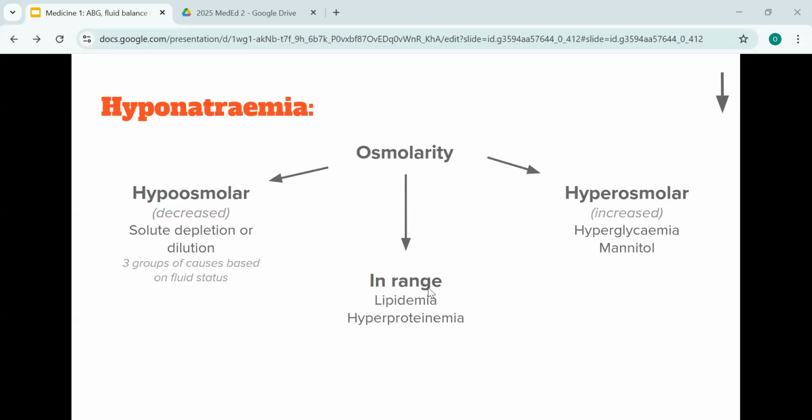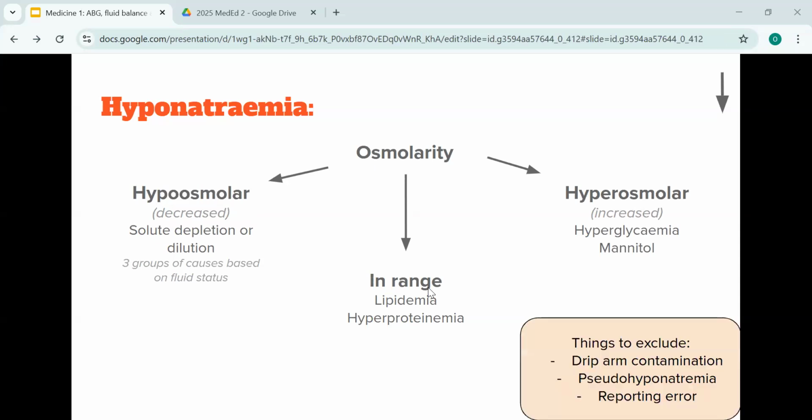And finally, a low sodium can occur in a hyperosmolar state, where you've got lots of other solutes causing dilution of the sodium and thus a lower lab value. These are things like glucose or mannitol. So low sodium, break it down into the three sets of osmolarities.